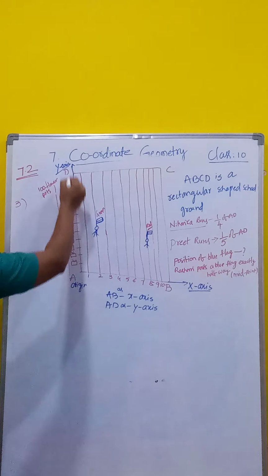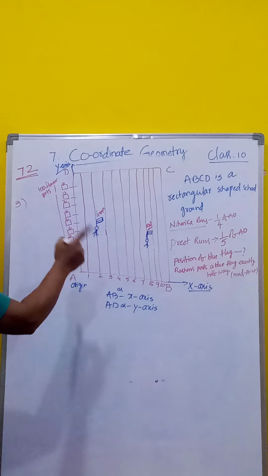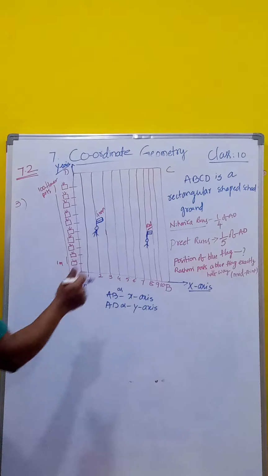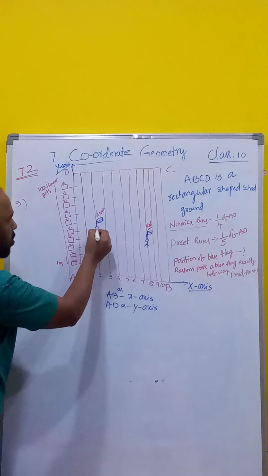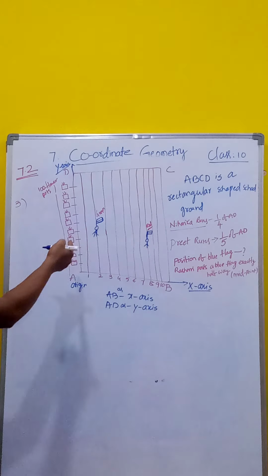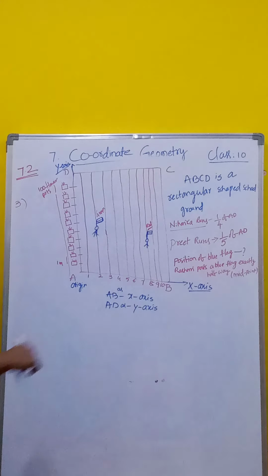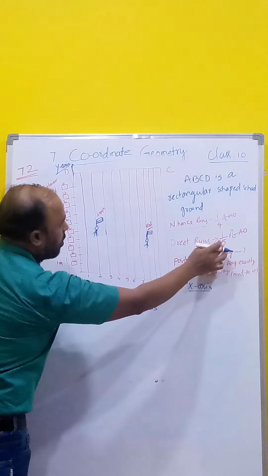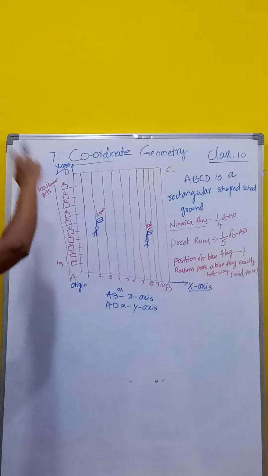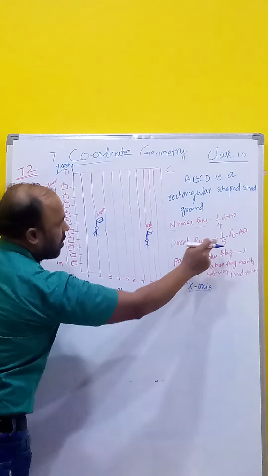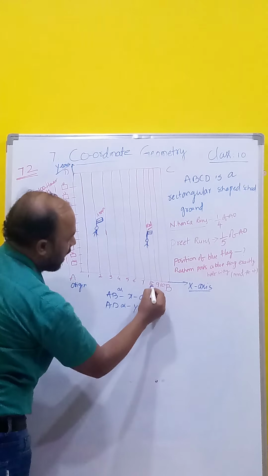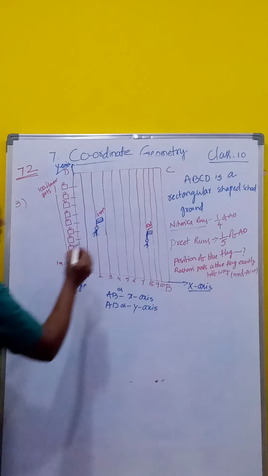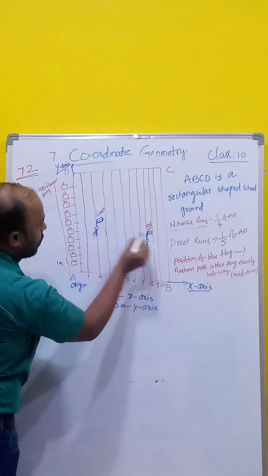This is the AD, and Niharika first time runs 1 by 4 of AD. She takes a green flag and posted here. That is 1 by 4 of AD. And next time, second time, Preet runs 1 by 5 of AD. That is second time. And the question is, what is the distance between these two?